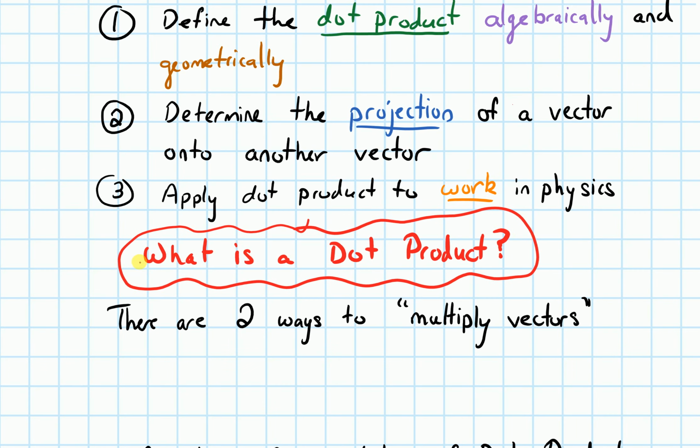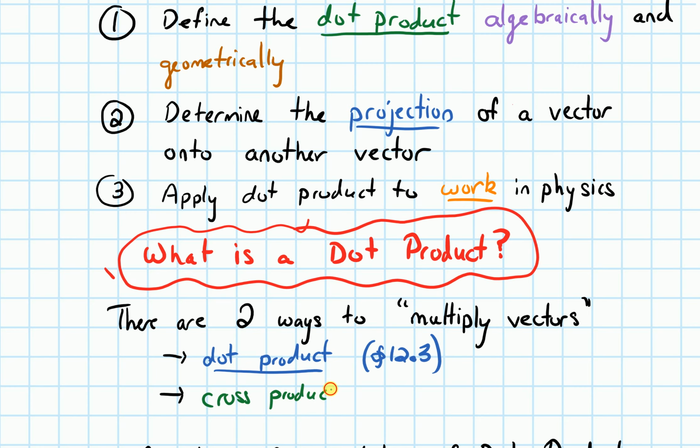In this video, we're going to talk about what a dot product is. There are two ways to multiply vectors. The first is the dot product, which is what we're talking about in this section, section 12.3. And the second is the cross product. The cross product we will talk about in the next section, 12.4.